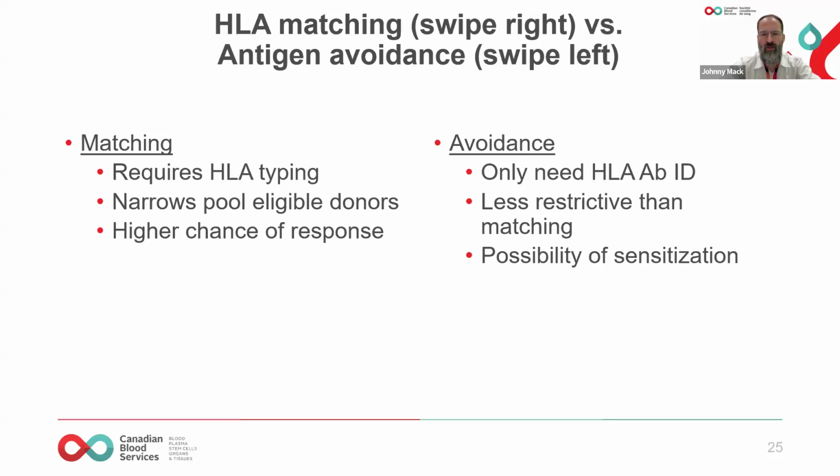And oftentimes we're in situations where we just take what we can get. We're not necessarily being too picky. If we can get a platelet that's compatible by an avoidance strategy, we'll take it. And if we can't, we'll use the matching strategy.